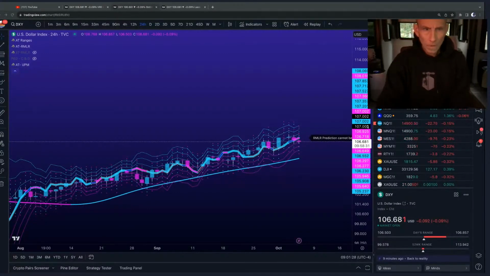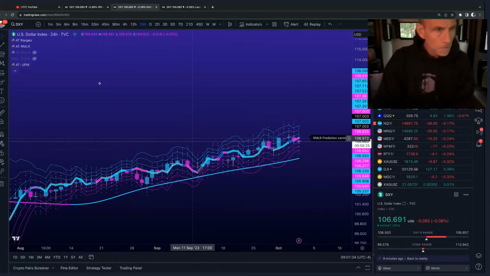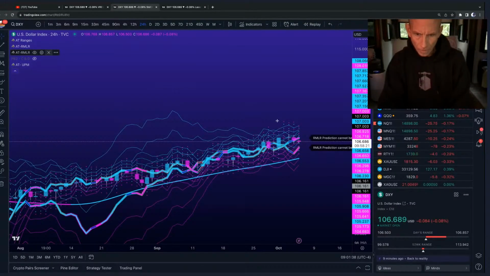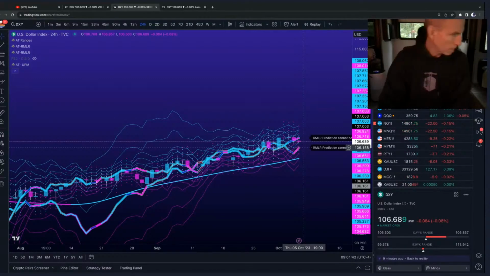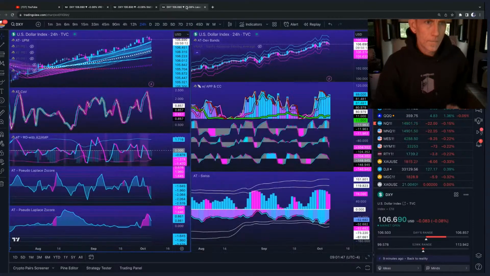Looking good right there. Got this on daily. Take a peek at the dollar real quick. Interesting. Below the RML. There we go. What are we looking at here? 106.136. Got it. Let me see.